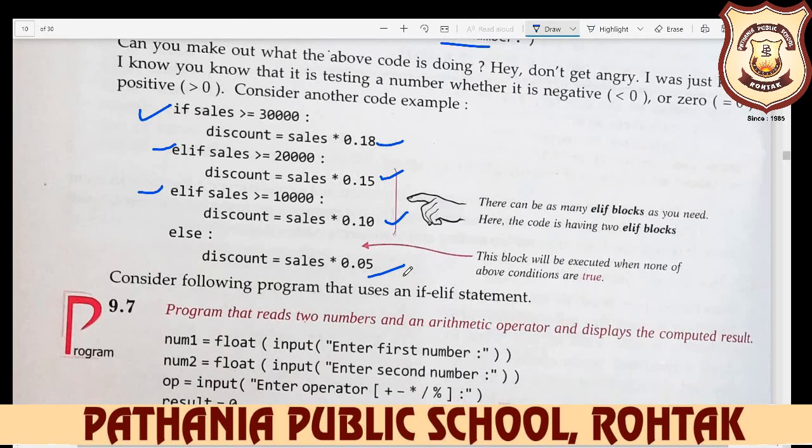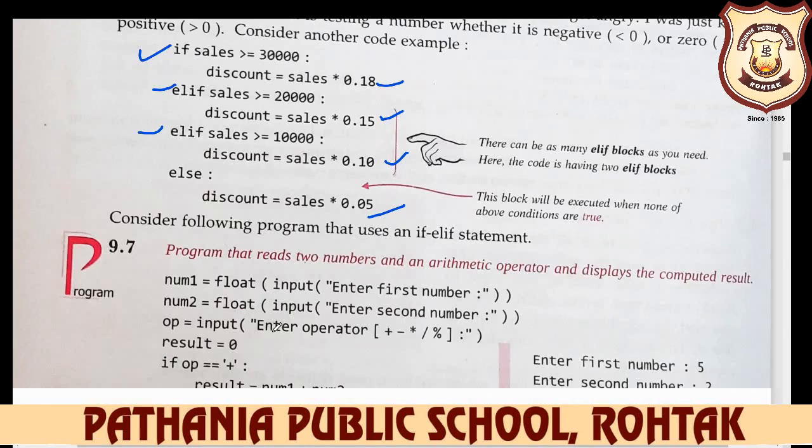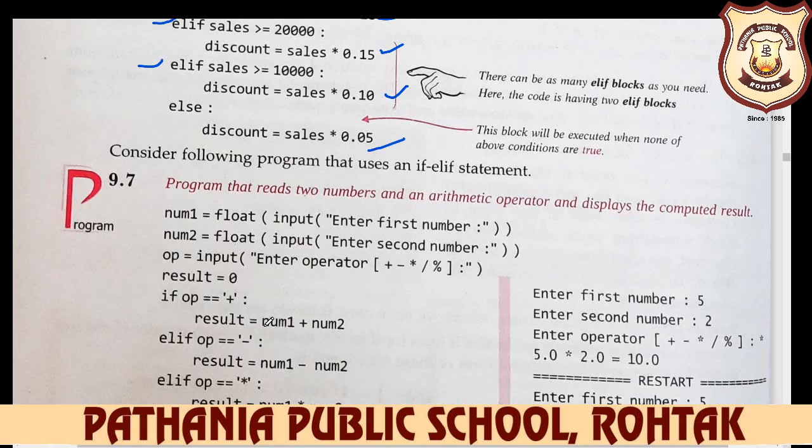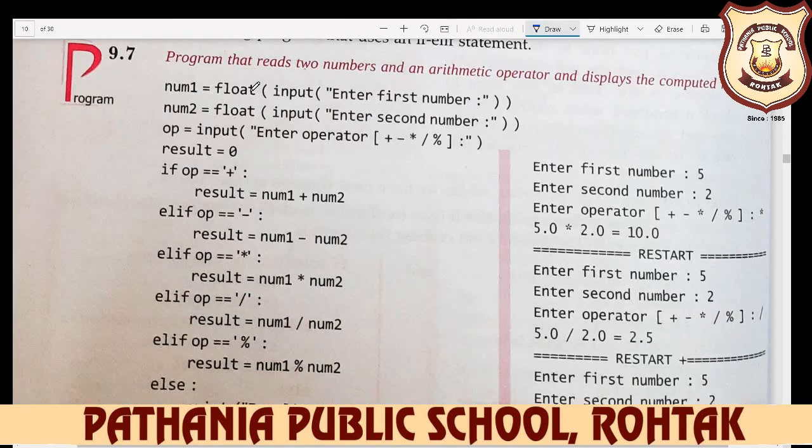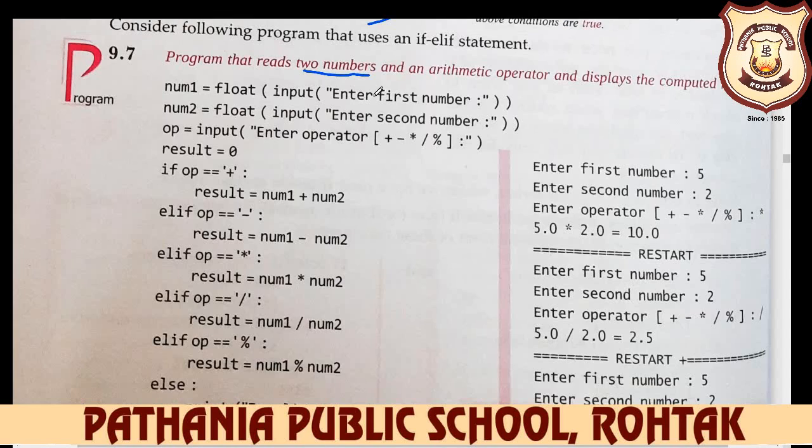So how do you implement it in practical? You see this example here first, then we do the practical of this program that reads two numbers. For reading these two numbers, we need to input the two numbers first. So you write number one, number two, or A, B, any names. You take two variables, and in these two variables you input these values.